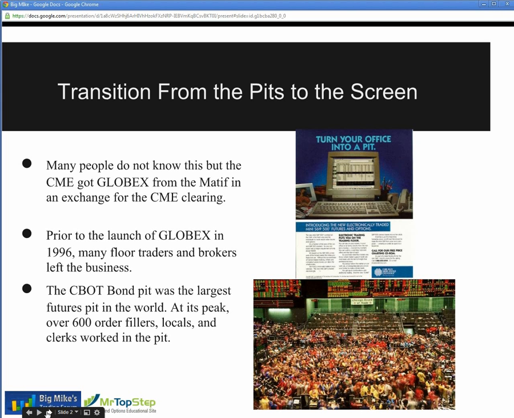Now, when they got Globex, they had to recode it and everything, and obviously they've done a lot of work on it. They've got hubs all around the world. But to tell you the truth, you guys, at the end of the day, the transition from the pits to the screen never really happened. It really didn't. Now, I'm not going to say that there aren't floor traders from back then and floor traders now that don't trade electronically.